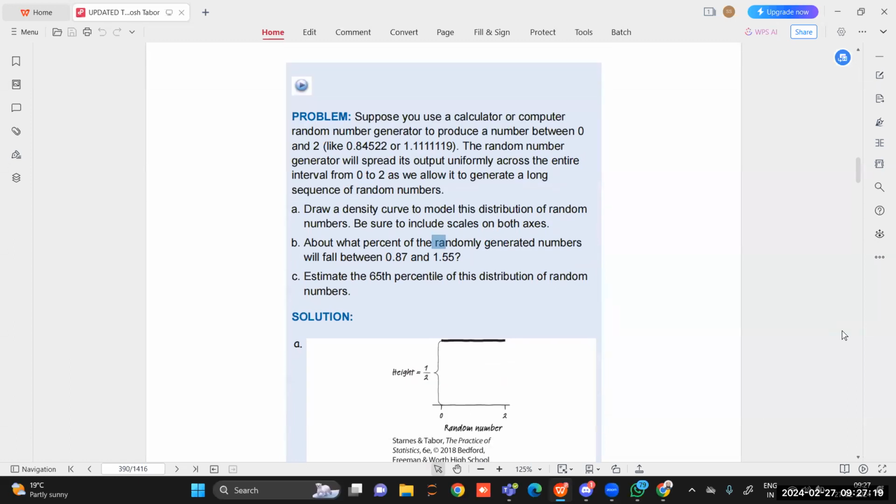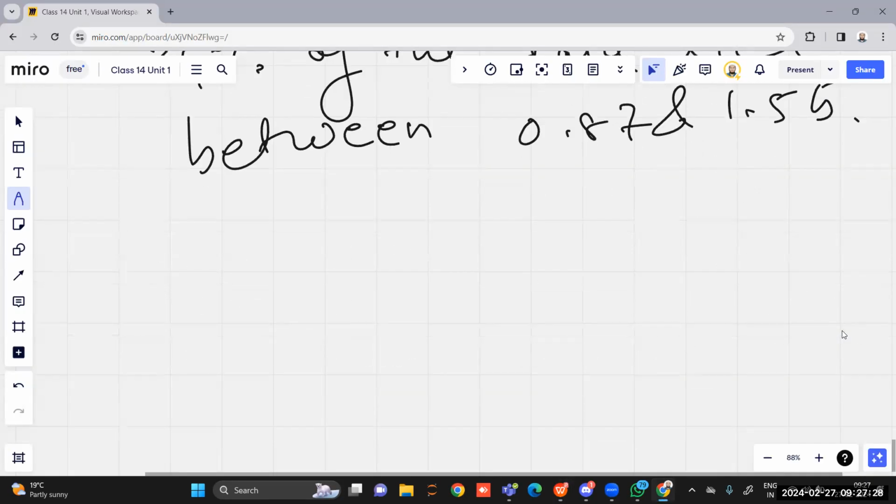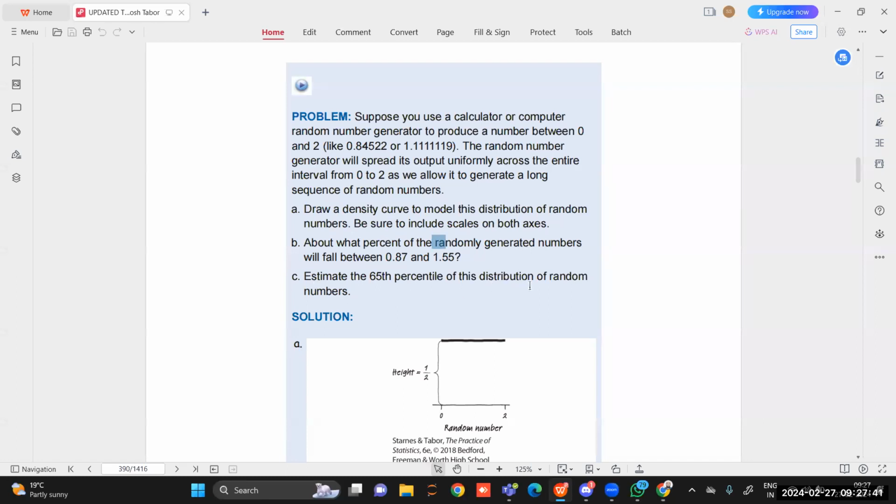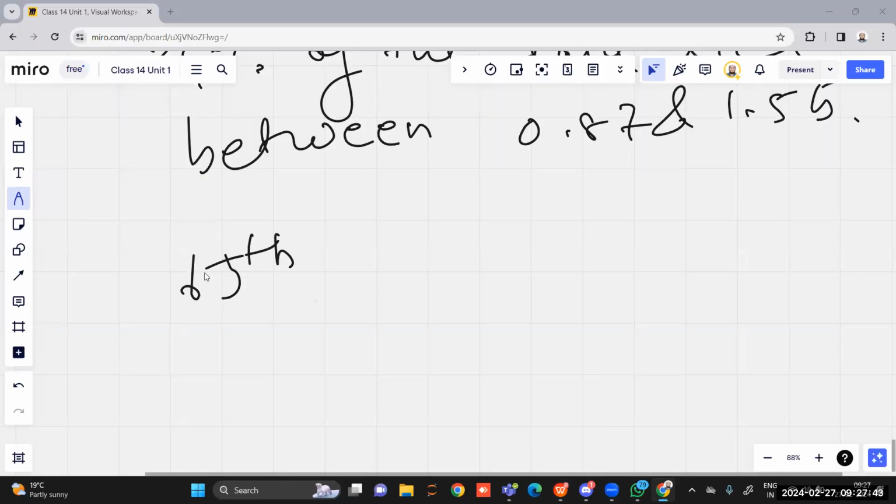We'll see the third also. Estimate the 65th percentile of this distribution of random numbers. So what is the 65th percentile? The 65th percentile is the area. Where's my pen? It's not working. So we have to find the 65th percentile. What's the question? Estimate the 65th percentile of this distribution of random numbers. So what will be the data point, the range between which the 65th percentile of data will lie?